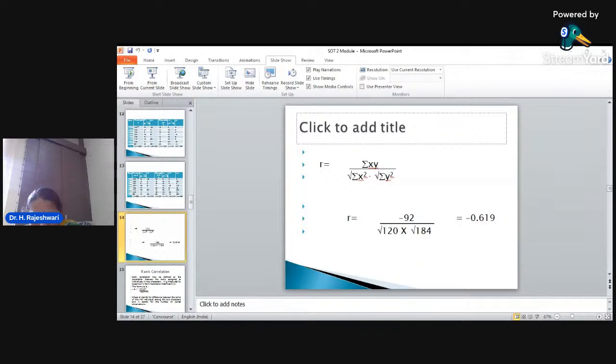Okay. Any other doubts? Any more questions on this? Okay. In tomorrow's class, we'll continue with the regression part. I will share this PPT in the group.